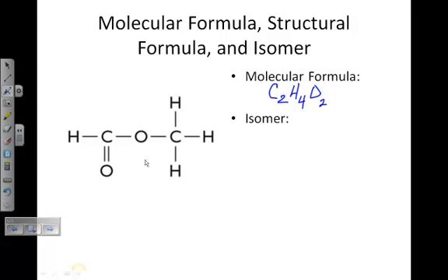An isomer of this molecule would be to go ahead and draw a structural formula similar to this one with the same number of carbons, hydrogens, and oxygens, only bonded differently. So let's see if we can do that. I think what I'll do is take this oxygen right here, take it out, and put it in between the carbon and hydrogen. If I do that, I'll still use the same atoms, but I'm simply bonding them differently. So we would say this is an isomer of the structure on the left.